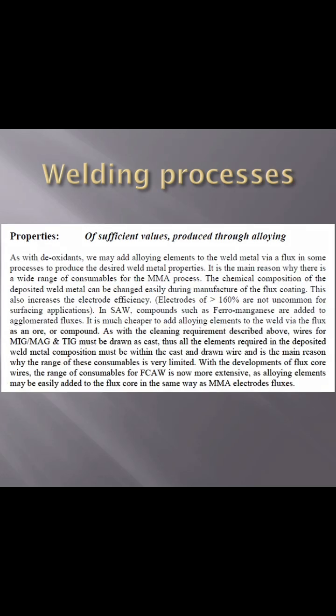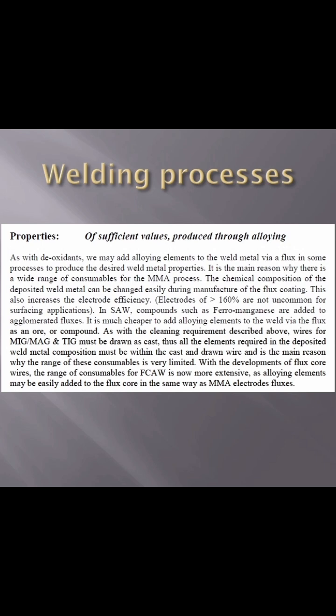As with deoxidants, we may add alloying elements to the weld metal via a flux in some processes to produce the desired weld metal properties. It is the main reason why there is a wide range of consumables for the MMA process. The chemical composition of the deposited weld metal can be changed easily during manufacture of the flux coating. This also increases the electrode efficiency. Electrodes of greater than 160% are not uncommon for surfacing applications.